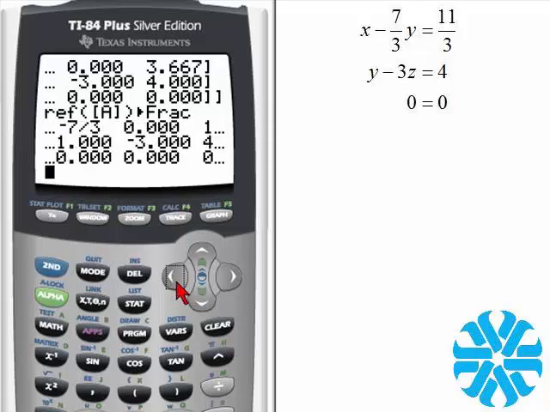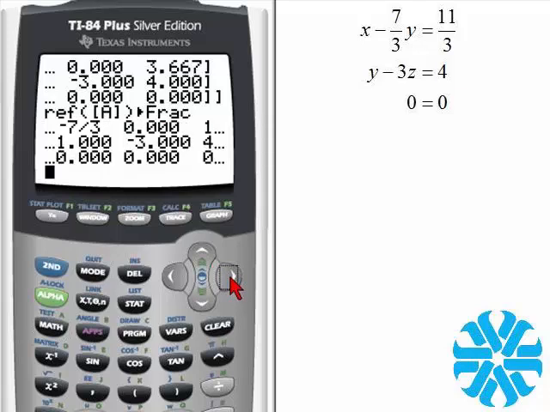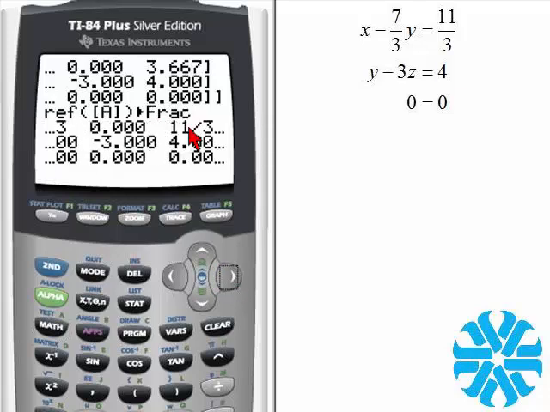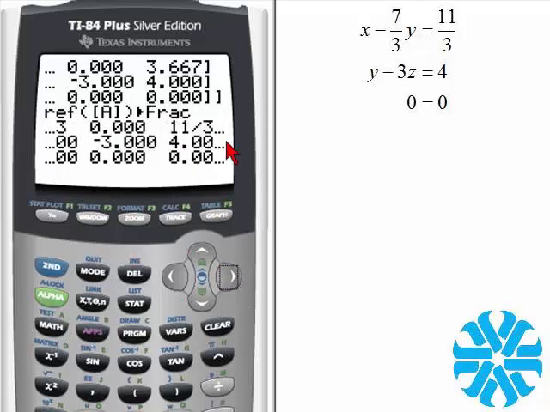So now if you look to the right, we have our system of equations for this reduced echelon form. We have 1x minus 7/3 y. There's no z value, so you don't list it, equals 11/3. And the second equation is going to be, well, there's no x, so you don't put it down. It's going to be 1y and negative 3z, and that is equal to 4.